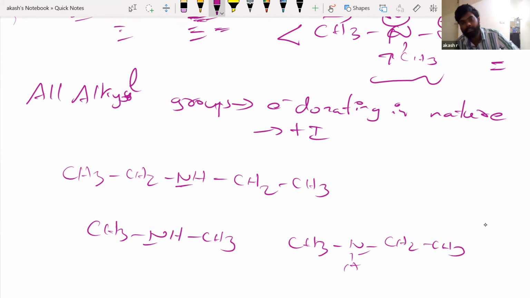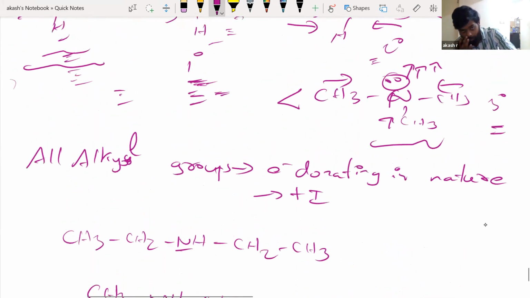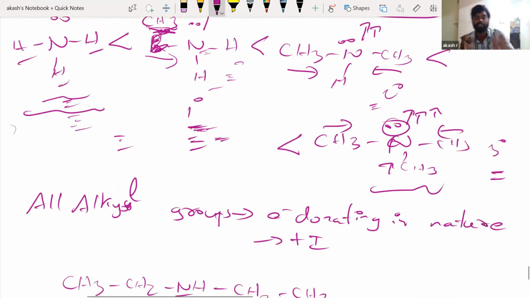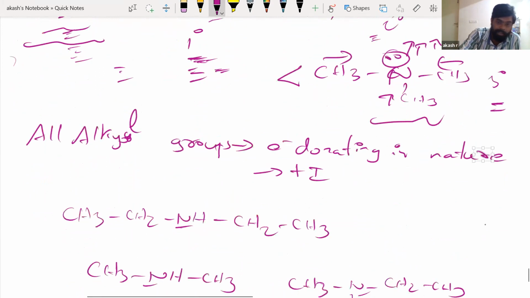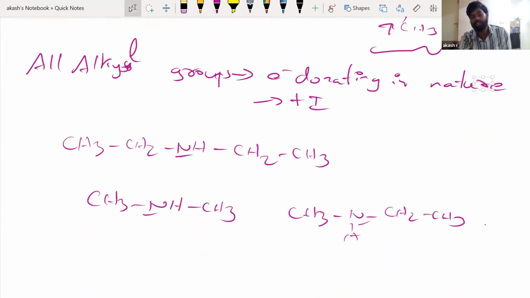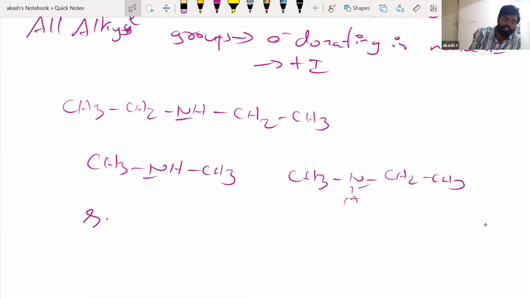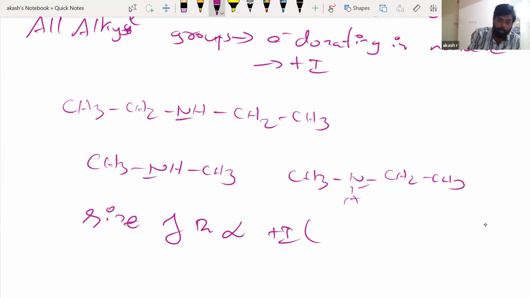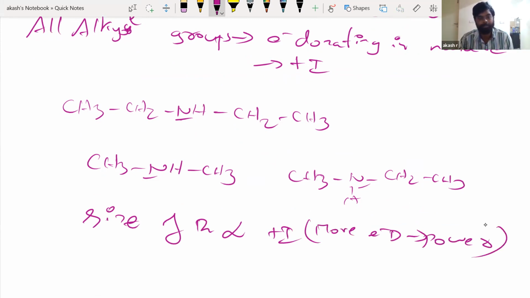If the primary, secondary, tertiary differences are there, definitely we can know what to do. Tertiary amines will be more basic than secondary, and secondary will be more basic than primary. That we know, right? But in this case, all of them are secondary amines. Now, in that case, what you have to understand is the size of the alkyl group is directly proportional to the plus I effect. That is, more is the size of the R, more electron donating power it is going to have, right?